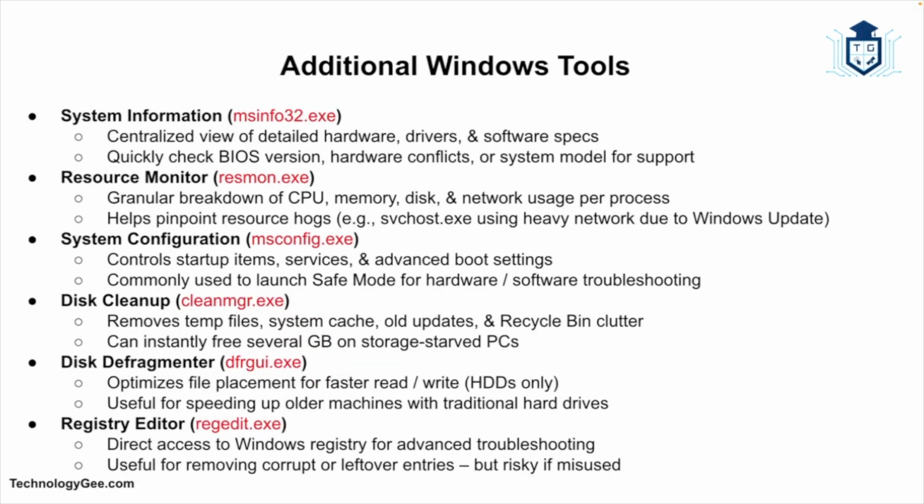And here are some additional Windows tools that you need to be concerned with. Now, these aren't MMC snap-ins, but they are lifesavers for troubleshooting. So you have System Information, which is basically your one-stop shop for detailed hardware and software specifications. You have your Resource Monitor. This is more detailed than your Task Manager, and it shows you which specific processes are using up your CPU, your disk, your network, and/or your memory. You have System Configuration, which controls your startup behavior, your boot options, and your services.